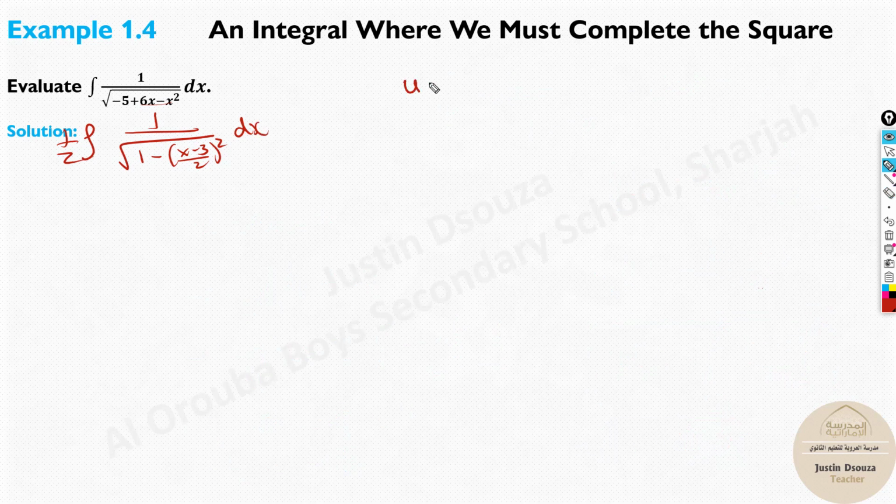Now let us do the u substitution. We need to assume u to be x minus 3 by 2, because this entire thing is to be u. Let's take 2 to the other side. It's 2u is equal to x minus 3. Let's differentiate throughout. It's going to be 2 du is equal to dx. What about this? Here when we differentiate a constant, minus 3, it's going to be 0. It's minus 0, we just don't write it. So dx becomes 2 du.